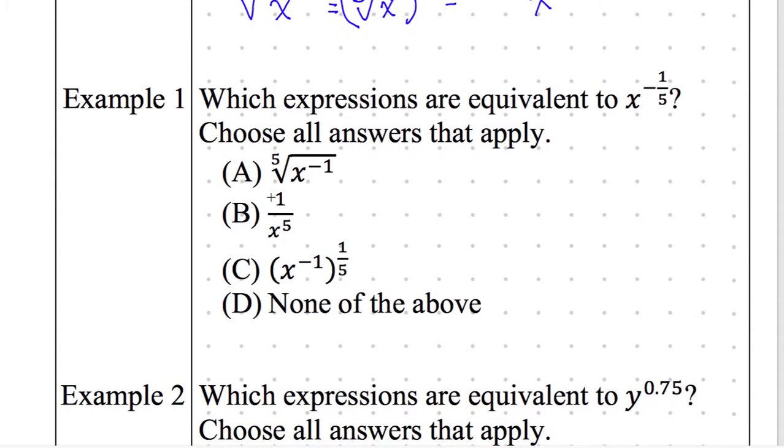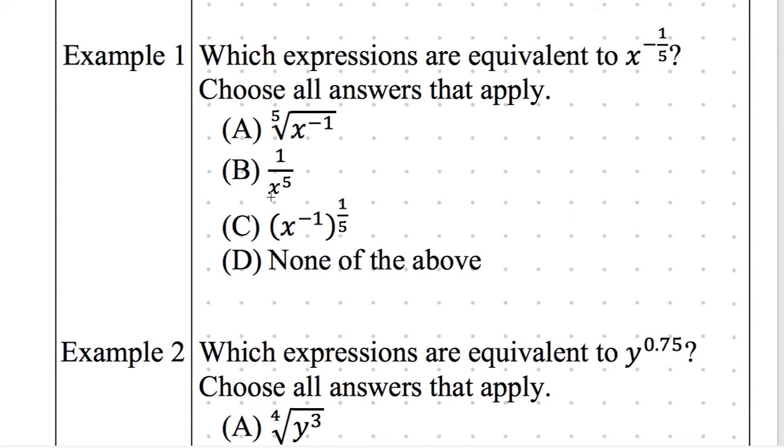Example 1. So I only have 2 examples for you. They're slightly harder versions of what we were doing for last night's homework. Example 1. I need to find an equivalent expression to this guy, x to the power of negative 1/5. So now what we're doing is we're applying all of our rules with exponents to rational exponents.